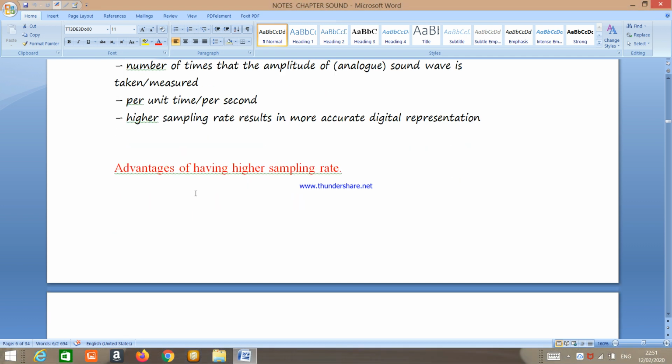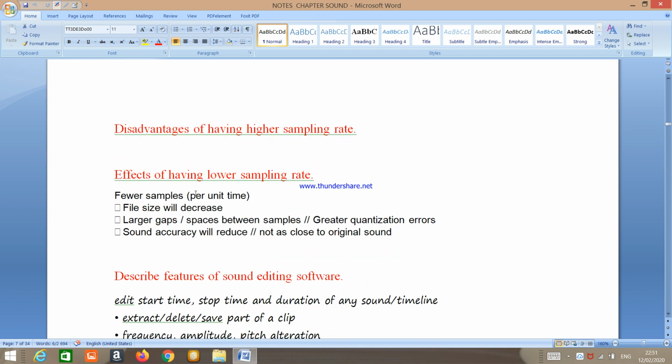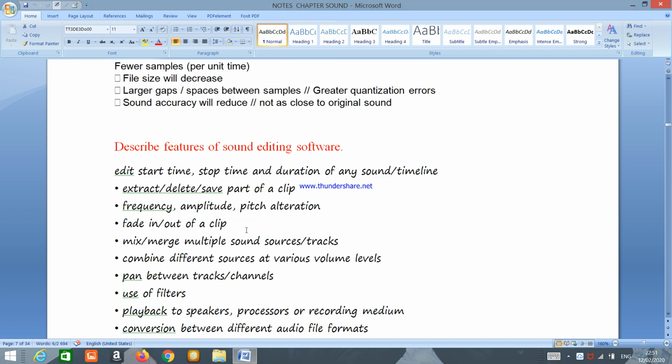You can attempt this question: advantages of having higher sample rate, disadvantages of having higher sample rate. What effects does a lower sample rate have? Fewer samples are taken per unit time, file size will decrease, there will be larger gaps between the samples, greater will be the quantization error, less accurate will be the sound, so accuracy will be reduced, it will be far from the original sound, quality will degrade.